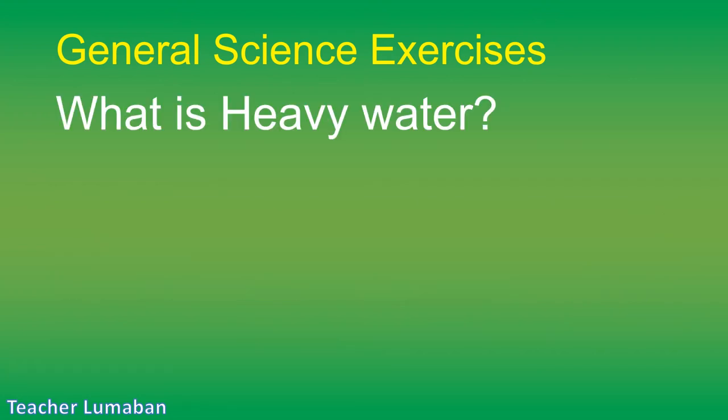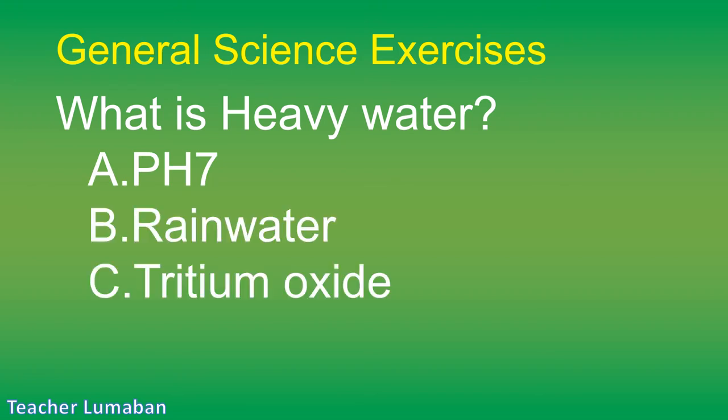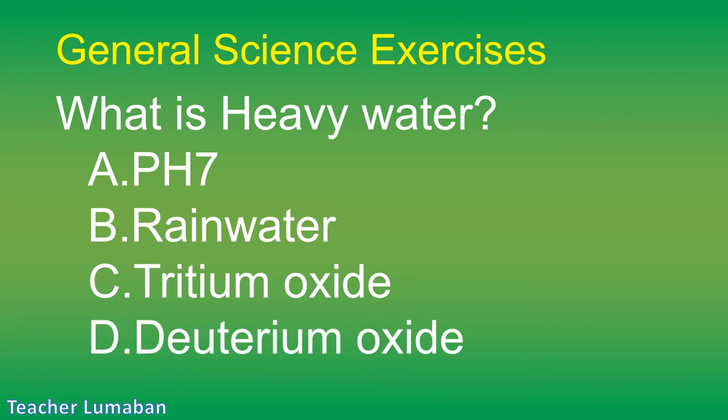What is heavy water? Letter A. pH 7. Letter B. Rainwater. Letter C. Tritium oxide. Letter D. Deuterium oxide. Choose the suitable answer to the following choices in 5 seconds.